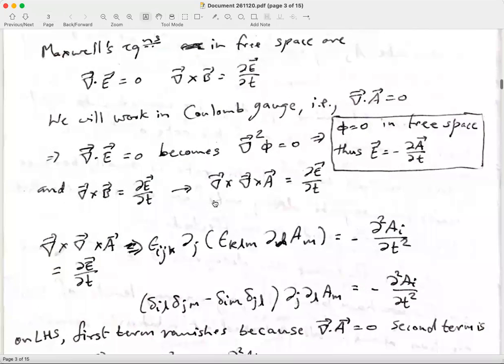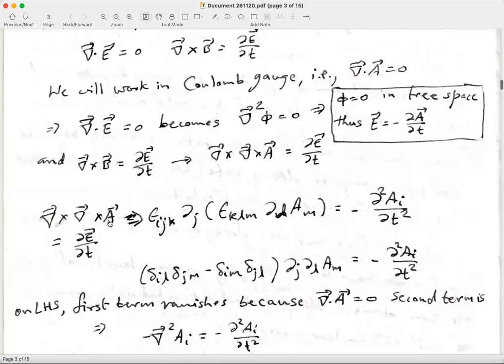This equation can be simplified by using the explicit expression for the curl. So you can write that as epsilon ijk del j times curl of A k, but curl of A k itself can be written as epsilon klm del L of A m. And now you notice that you have epsilon ijk, epsilon klm with the k index repeated. So that tells you that this would give you delta IL, delta JM minus delta IM, delta JL.